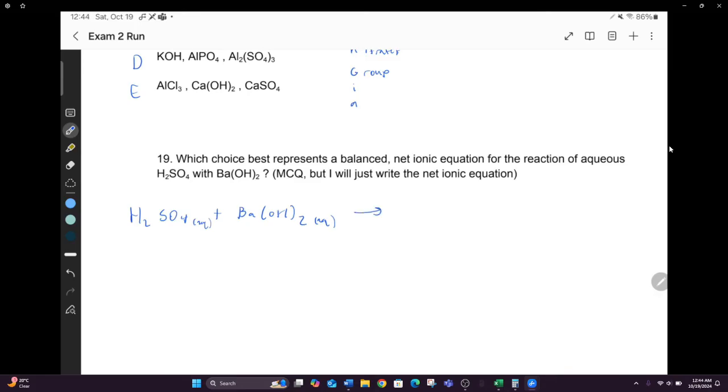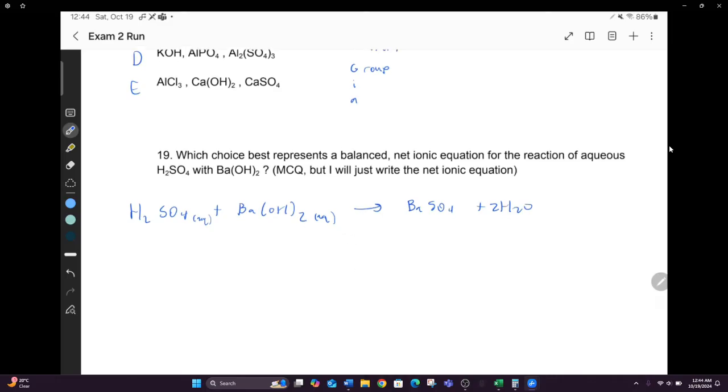We don't have any products, so we have to determine the products, right? We're going to put these two together and these two together. This is kind of how I do it: the outsides go together and the insides go together. So you have BaSO4. You have your H2Os as well, because H and OH turn into that, right? Balance your equation. We need two H2Os to fulfill this because we have two oxygens and one sulfate here. That's how you make sure you balance the equation.